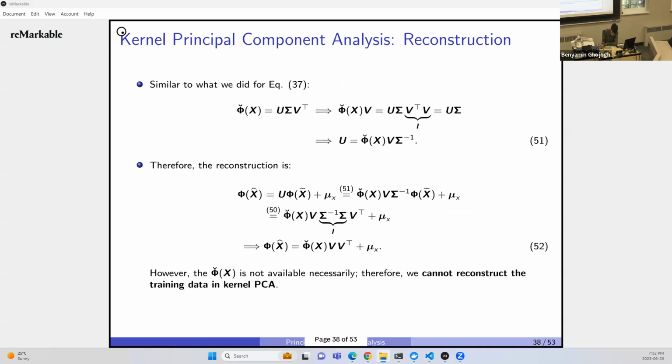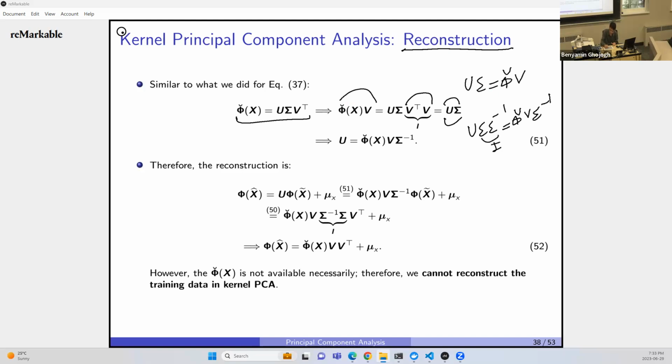And again, now let's talk about reconstruction. So again, you start from the singular value decomposition of phi back hat, and right multiply both sides by V, as we did in dual PCA. V transpose V becomes identity because V is an orthogonal matrix. So I now have U sigma equals phi back hat V, right? Now I right multiply both sides by sigma inverse. So U sigma sigma inverse, where sigma sigma inverse becomes identity, gives U equals phi back hat V sigma inverse. Therefore, U equals this, right?